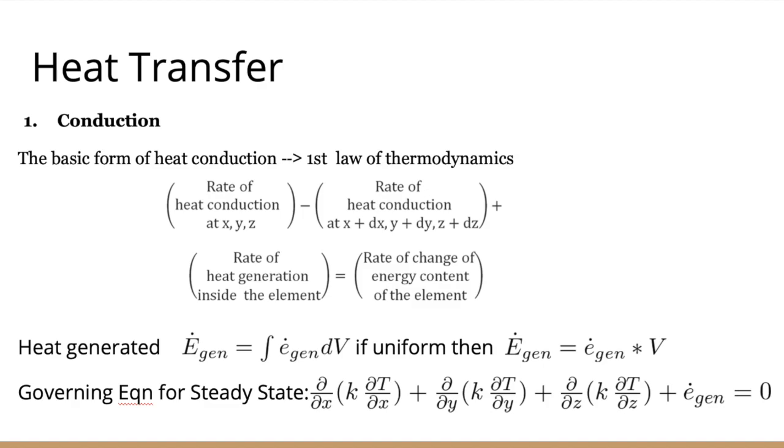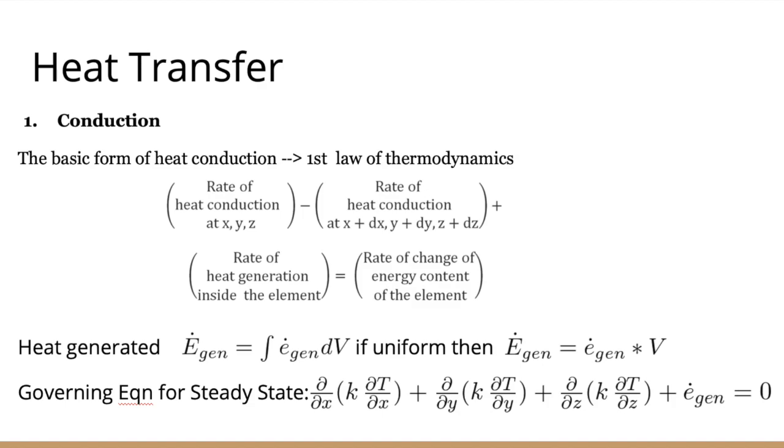The basic form of the heat conduction equation is obtained by applying the first law of thermodynamics. The energy balance for the differential element can be written as shown. In our 3D simulation, we assume that the cross-sectional area is a perfect square. Therefore, Cartesian coordinates are being used. The first term in the above equation represents the rate of heat energy coming into the element at x, y, and z planes. The second term represents the rate of heat energy coming out of the element at x plus dx, y plus dy, and z plus dz planes.